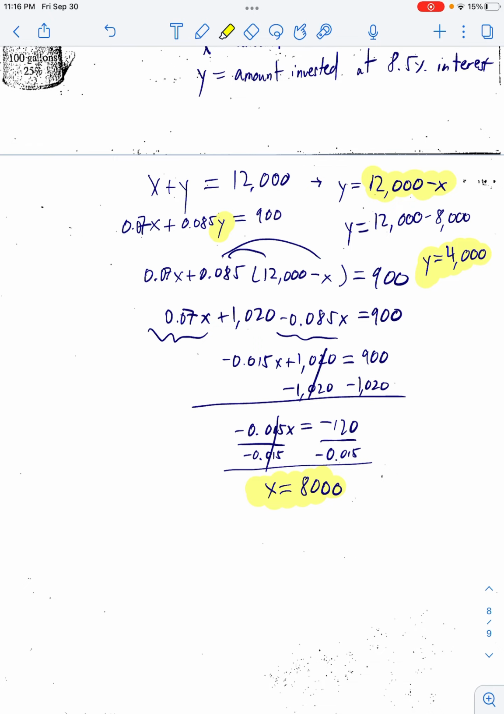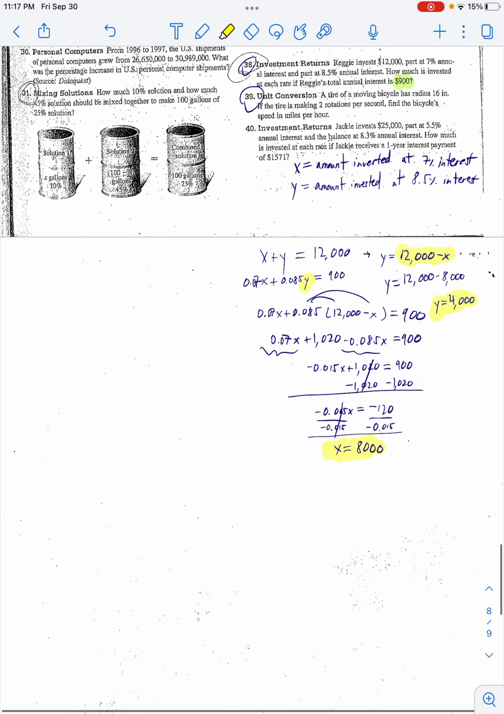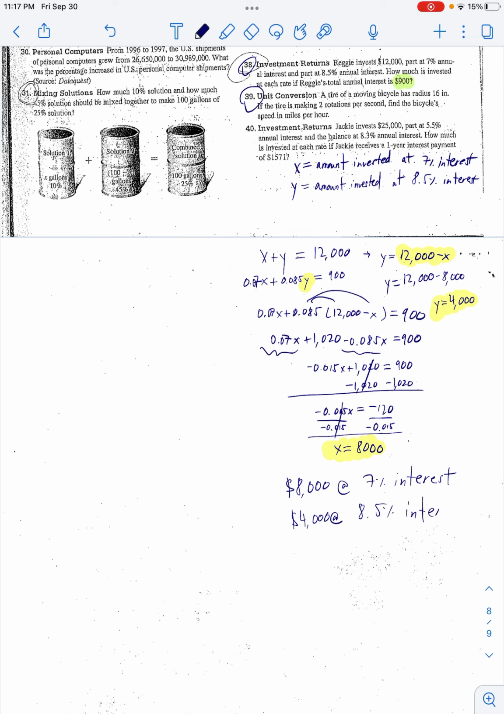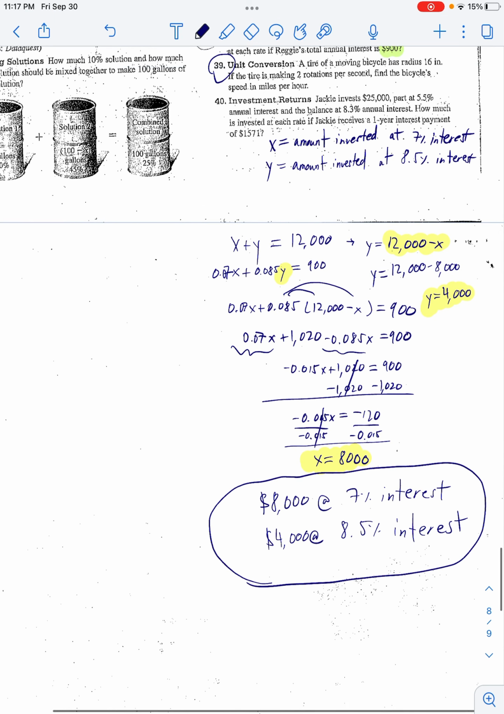Now our final answer is going to be putting our x and y in the context of the problem. x is my amount invested at 7% interest, so he invested $8,000. Don't forget that dollar symbol. At 7% interest, and he invested $4,000 at 8.5% interest. There you go, final answer right here. Pause, rewind, slow it down if you need to. So I'll get rid of all this.